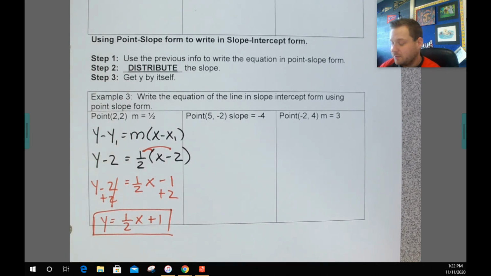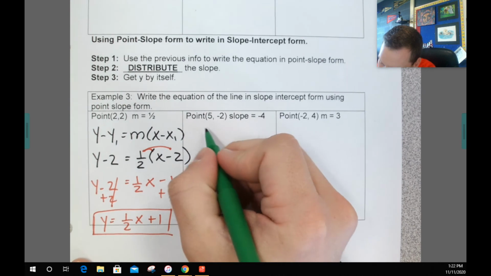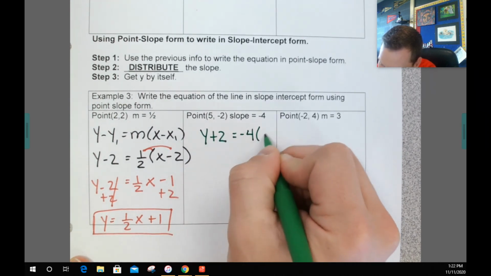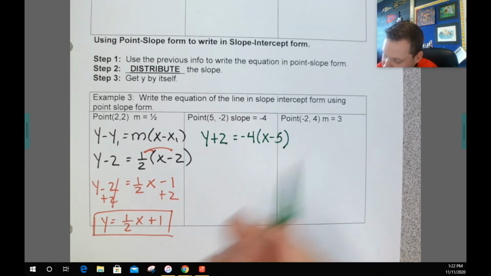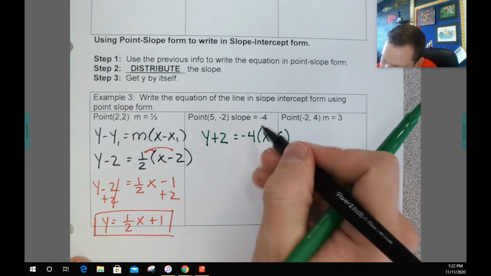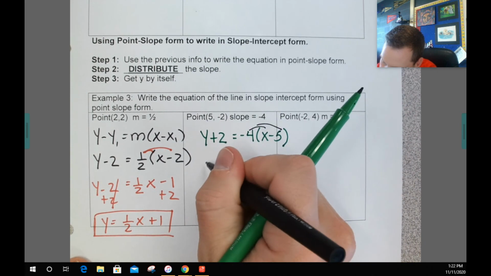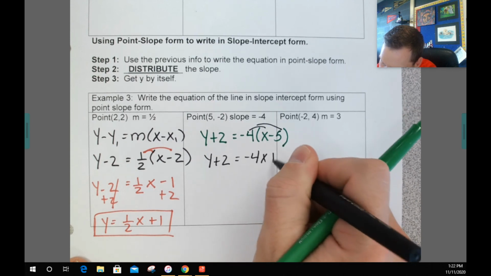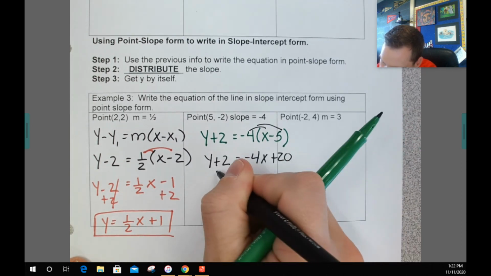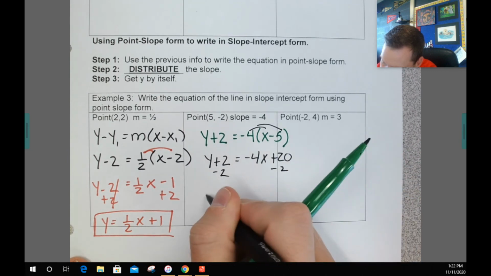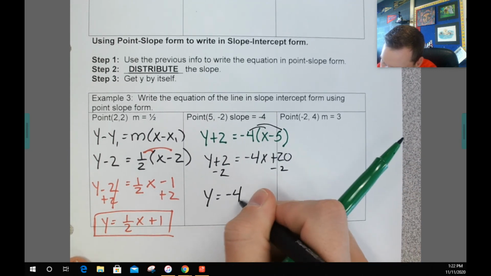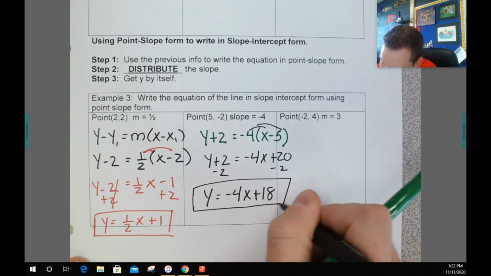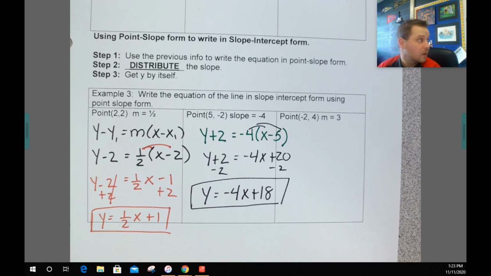We go ahead and do the same thing for the middle one. So we're going to end up with y plus 2 equals negative 4 x minus 5. You distribute the negative 4 in. So we're going to be left with y plus 2 equals negative 4x plus 20. And then we subtract 2 from each side.